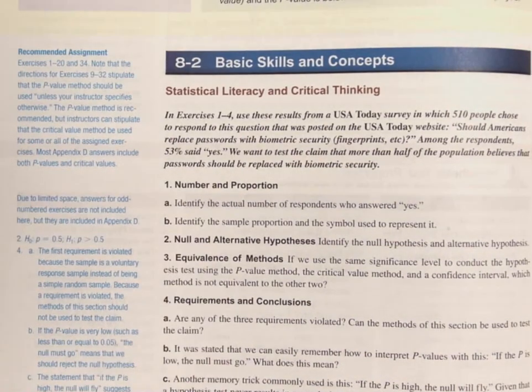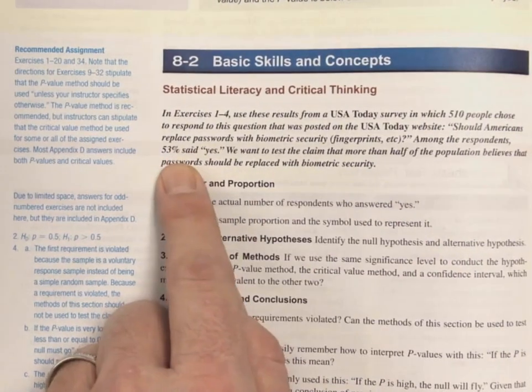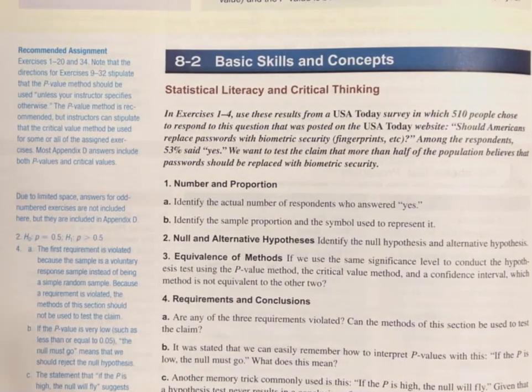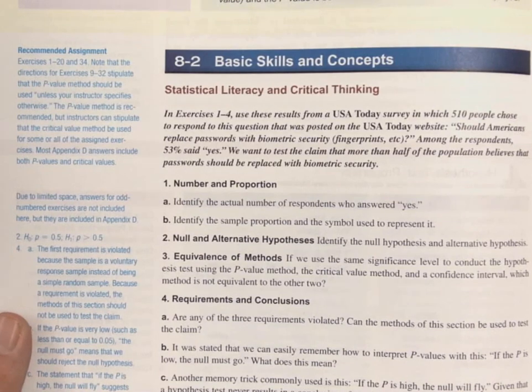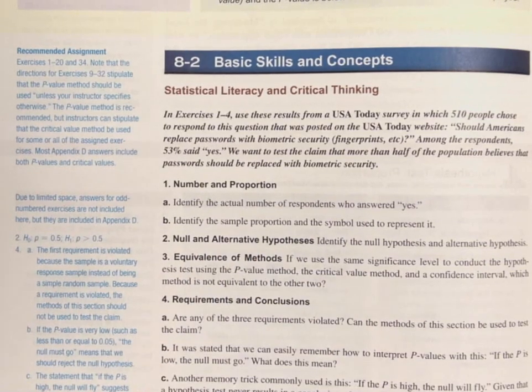So let's just go through the first 4 questions. So identify the actual number of respondents who answered yes. Well, the actual number of people that responded yes was this 53%. And we usually live in decimal land, so this would be 0.53, right? Because we have to plug these things in the formula. So 0.53 answered yes. Identify the sample proportion and the symbol used to represent it. Well, that's what it is, right? It's the same thing. The sample proportion is the actual number of respondents, right? So number 2 says the null and alternative hypothesis. Well, the null hypothesis is always the one with the what? Yeah, it's the one that has the equal sign.